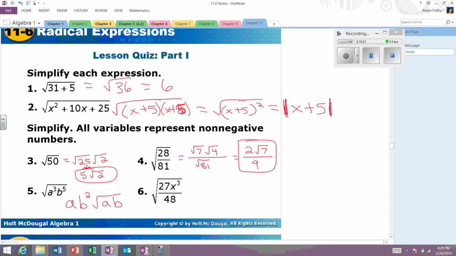All right, 27 over 48. We can simplify this. We can divide both by 3. 3 goes into 27 9 times, so we have 9x to the third underneath. And then 3 goes into 48 16 times. So now the square root of 9x to the third. Okay, I can pull a 3 out, and I can pull one x out since it's a square root, but I have an x still underneath, and then the square root of 16 is 4.